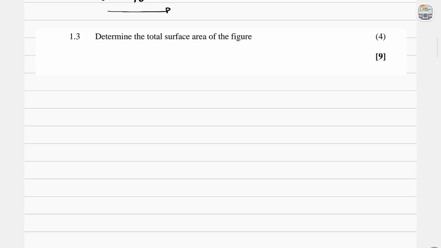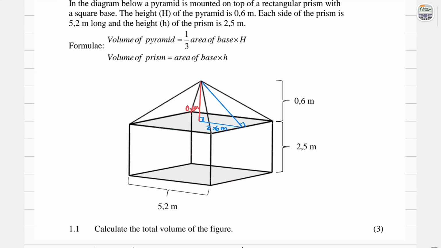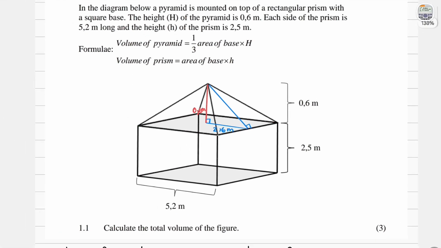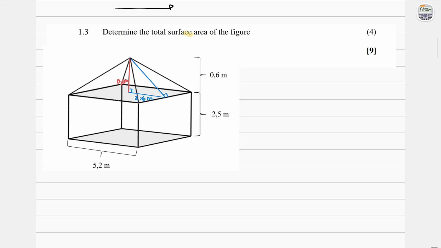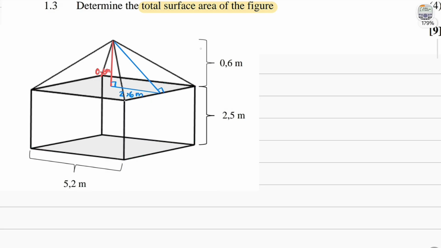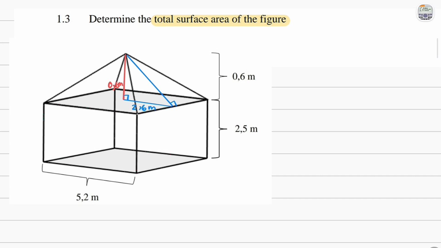Then question 1.3 says, determine the total surface area of the figure. I'm just going to get this figure down because there are some things we would need to consider. So we want the total surface area of the entire figure, meaning we need to find the surface area of the pyramid and the prism. But we need to think about it like this. If they asked us for the total surface area of the figure, then considering this figure as a fixed 3D shape, that pyramid has been placed on that prism, then it means that to find the total surface area, you have to consider all the outside parts of it, all the exterior parts of it.